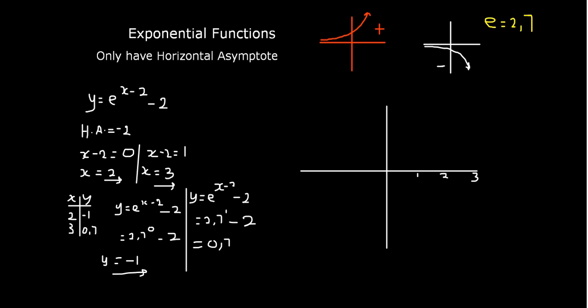For x values, 1, 2, and 3. For y values, we've got negative 1 and, okay, there's 1 here. Let's just say here it's 0,7. 0,7 is here. What is our horizontal asymptote? Our HA is negative 2, as we know. Then we just have to label it first, negative 2. Let's try and draw that dotted line for the horizontal asymptote. Where x is 2, y is negative 1. Then where x is 3, y is positive 0,7.